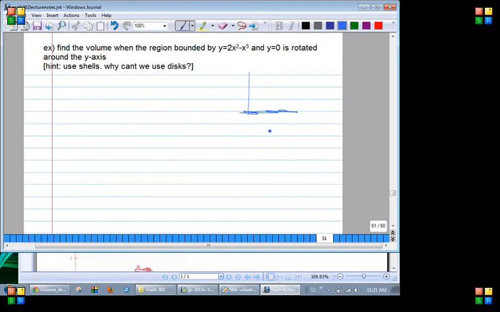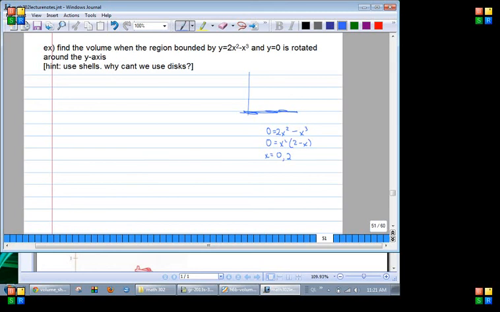So 0 equals 2x squared minus x cubed. So what do we do with that? Take out an x squared: x squared times 2 minus x. So what is x equal to? x equals 0 and 2. Now if this is a cubic, how come we only got 2 roots? Because 0 is a double root.